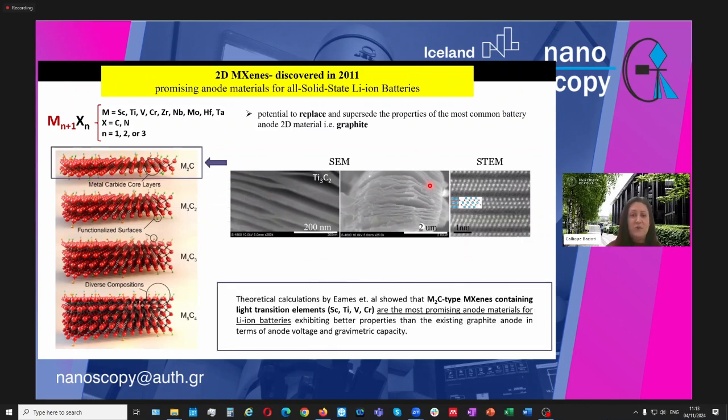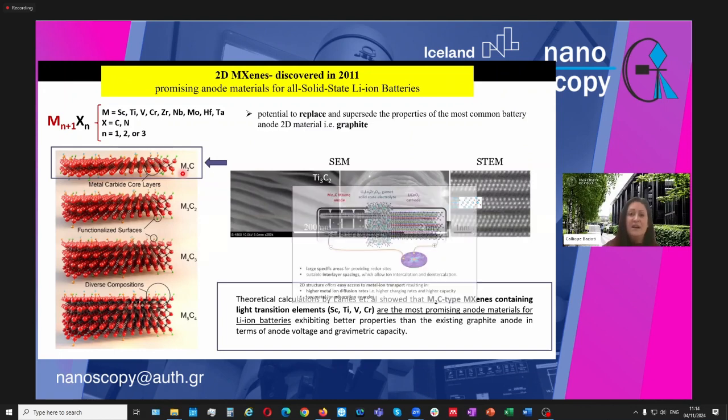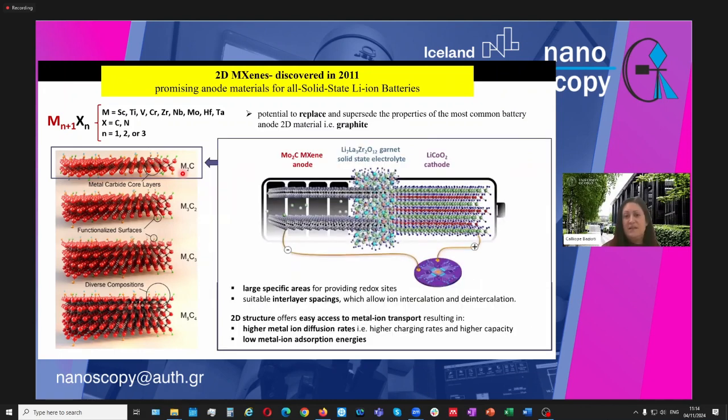Theoretical calculations so far have shown that MXenes of the lightest mass per formula, and in particular the carbides, are the most promising anode materials for lithium-ion batteries. Here you can see a simple schematic having molybdenum-2 carbide as an anode. You can see that fast ion intercalation and deintercalation can be achieved due to this 2D structure having suitable interlayer spacings.